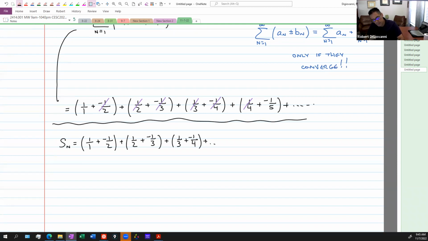And I keep doing it, but I stop. I actually stop at the nth one. So that means out here at the very end. Remember, this is what we got when we plugged in 1, this is n is 2, this is n is 3, and at the very end, this is when n is n. So what happens when you plug in n to this formula? The very last one should be 1 over n plus negative 1 over n plus 1, right? That's the one at the very end. The infinite series goes forever, but if I stop it at the nth term, that's the very last term, right?